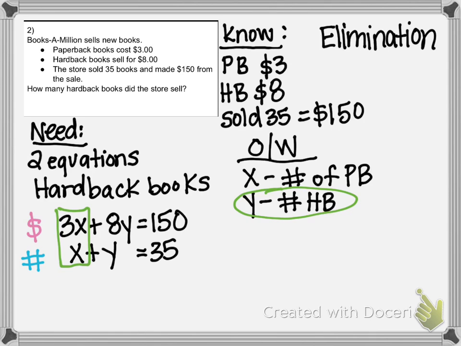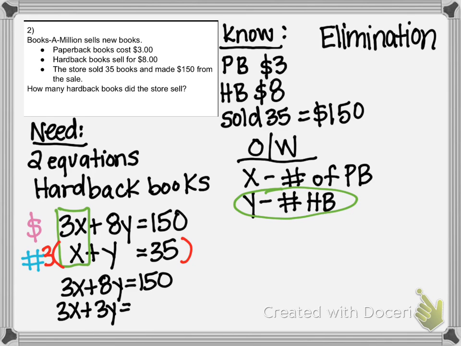Alright, so in order to eliminate x, I'm going to multiply my bottom equation by 3. That's going to make my coefficients the same. And so I'm now going to have the 2 equations. So I'm going to have 3x plus 8y equals 150 from the top. And then I'm going to have 3x plus 3y, and then I have 35 times 3. That's going to be 15. Carry my 1. That's going to be 9. So that's going to be 105.